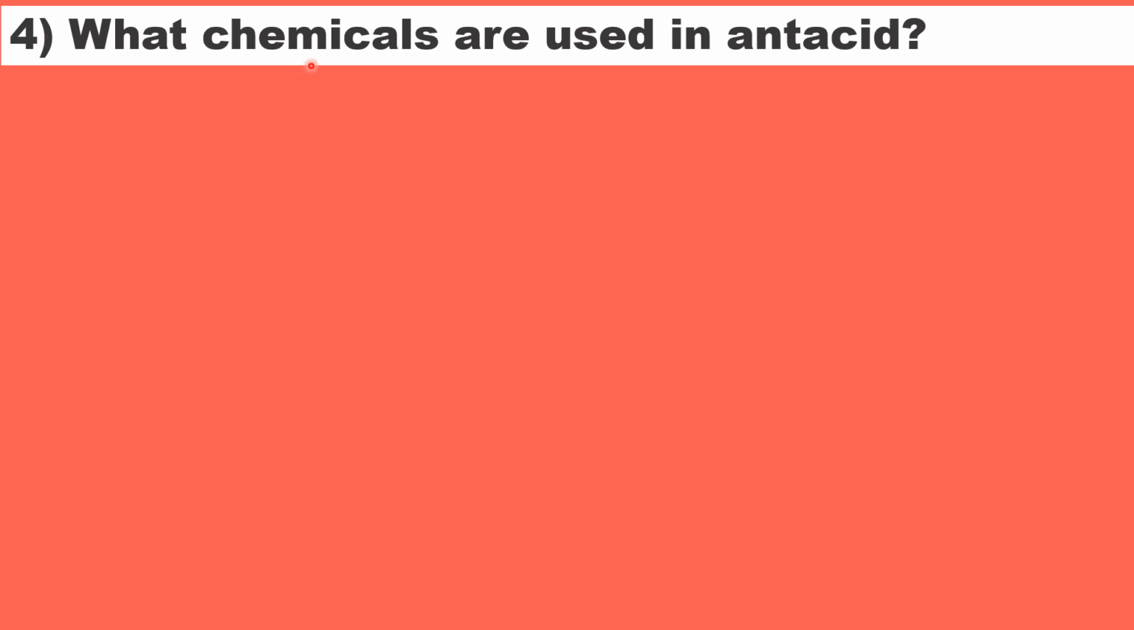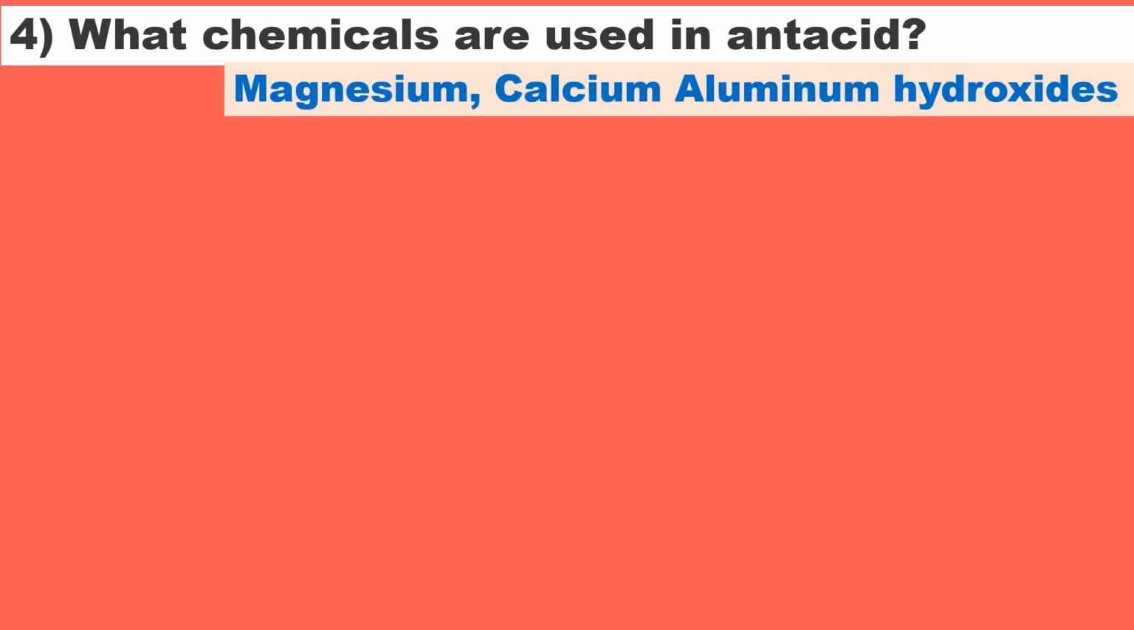Okay, let us see the next question. Which base is used as an antacid? In antacid, this is used for acidity. What are the chemicals present in antacid tablet or antacid tonic? It's a mixture of magnesium, calcium, aluminum hydroxides. They are basic. So it neutralizes acidity in our stomach.